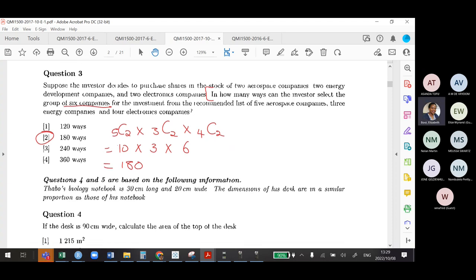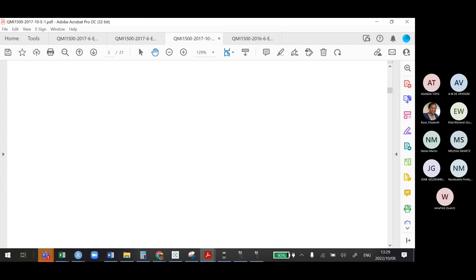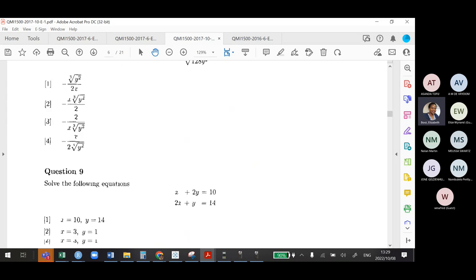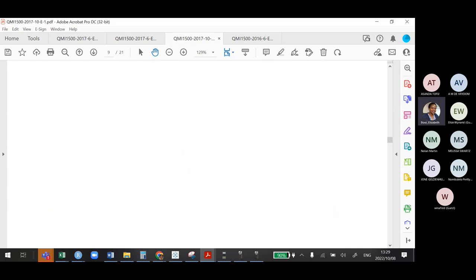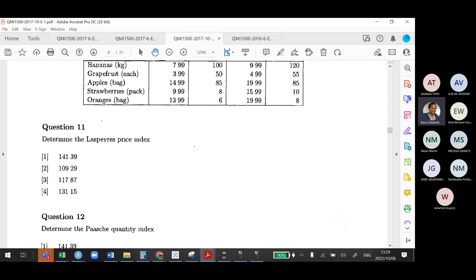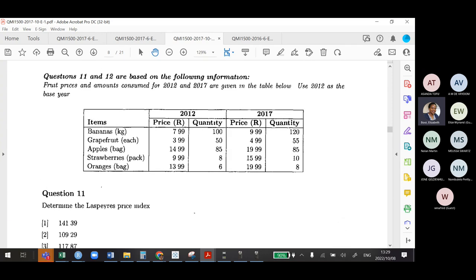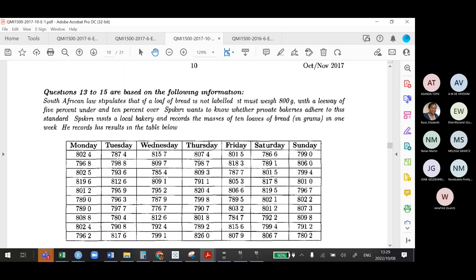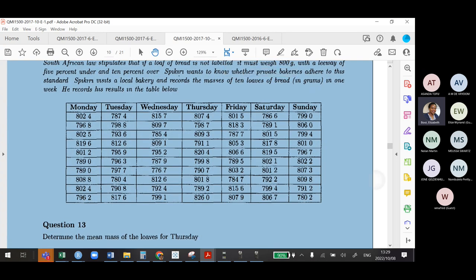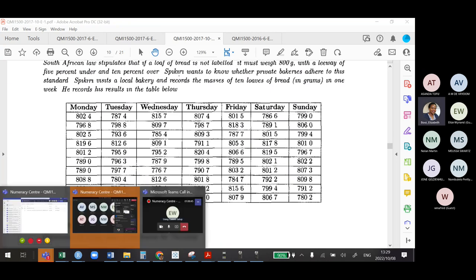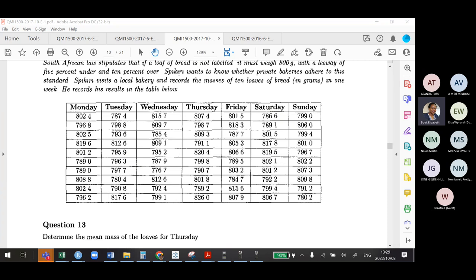So that is in terms of counting rules. Okay, so let's go and find the data handling questions. I don't think in your module this time you are doing the LaPayez. And there is your question. But that is so huge. But they only want you to calculate the loaf of bread for Thursday, the mean of the loaf bread for Thursday. That is your exercise. I'm going to give you 5 minutes to do that. So you only use the Thursday. Where there is space, it's a decimal.